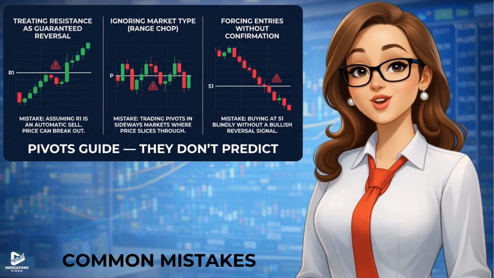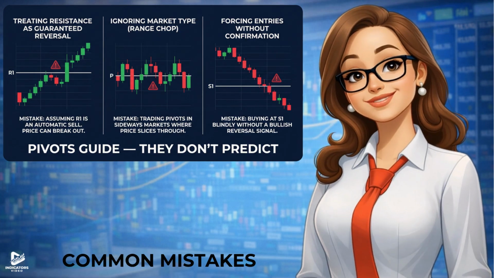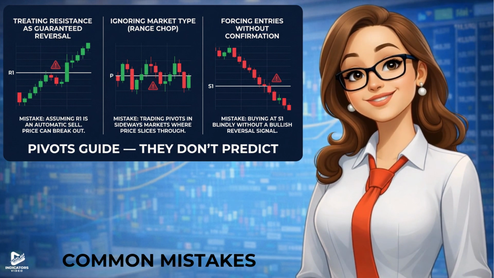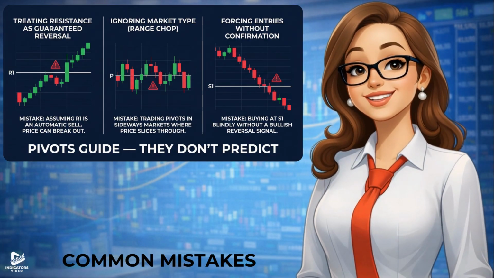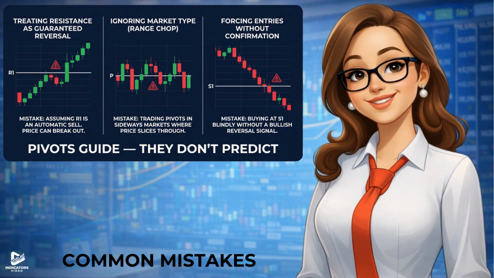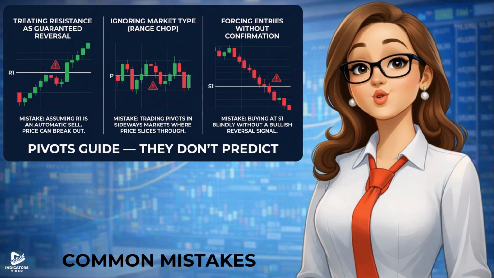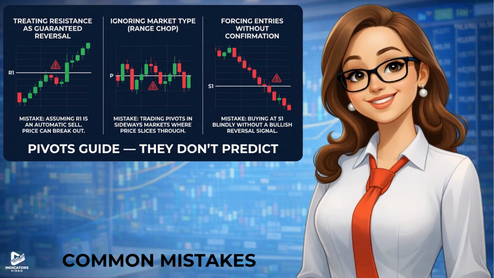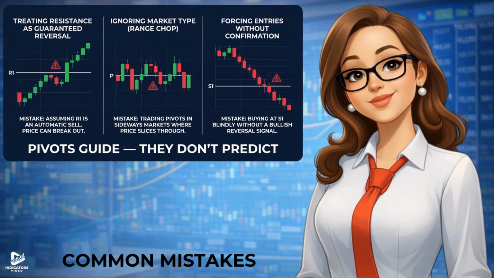Let's cover the common mistakes traders make with pivots. Mistake 1. Treating pivots like guaranteed support and resistance. Levels are zones, not walls. Mistake 2. Ignoring the market type. Rotation days and trend days behave completely differently. Mistake 3. Forcing entries at every level. Pivots are decision points. You still need price action and confirmation. Mistake 4. Using the wrong pivot session for the market you're trading. Session matters. Time frame matters. Pivots work best when you respect context, not when you treat them as signals.